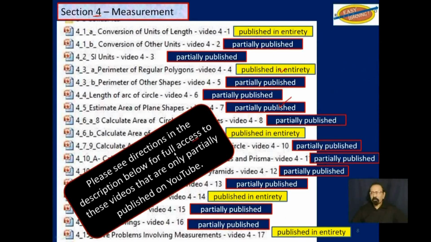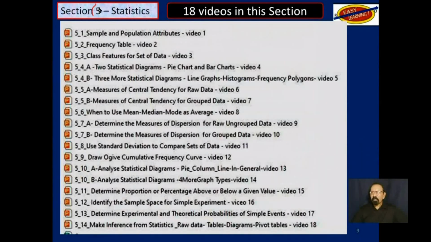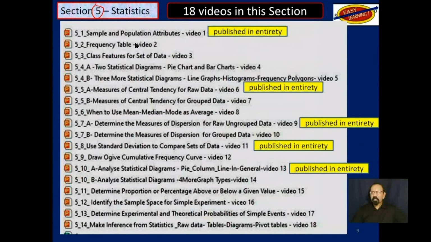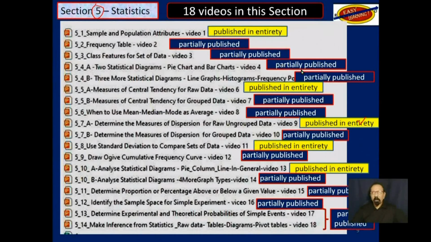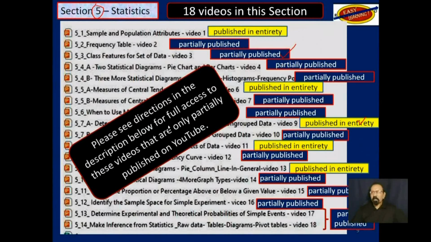If you need to have full access to these videos that are only partially published on YouTube, please see directions in the description below. Section 5, statistics. These 5 videos that you see indicated in yellow here have been published on YouTube in their entirety. The others are partially published. Again, if you need full access to those videos that are only partially published, please see directions in the description below.